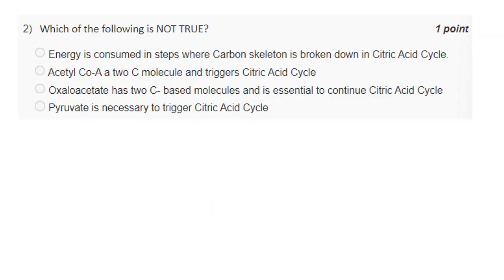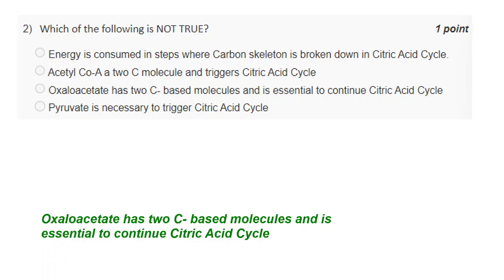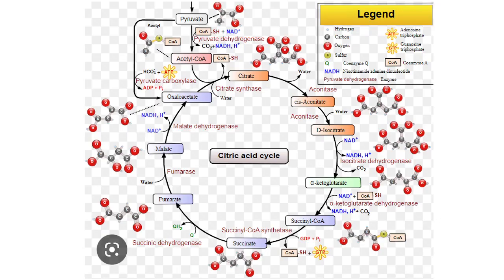Okay. So the wrong answer is that oxaloacetate is a 2C molecule. Oxaloacetate is not a 2 carbon based molecule. It is essential to continue the citric acid cycle, definitely, but it is not a 2 carbon molecule. The other statements are all correct. Energy is consumed in steps where the carbon skeleton is broken down, and acetyl CoA is a 2C molecule and it triggers the citric acid cycle. Pyruvate is necessary because pyruvate is the end product of glycolysis, and from glycolysis we move ahead to the citric acid cycle, so pyruvate is also necessary.